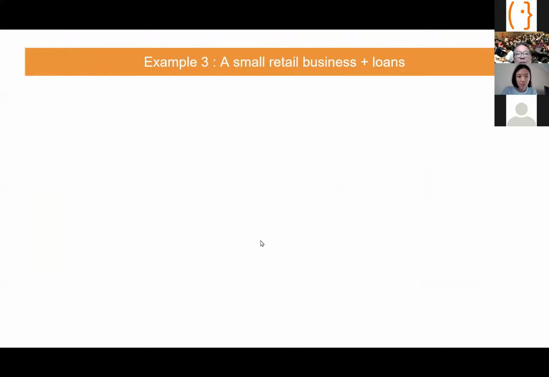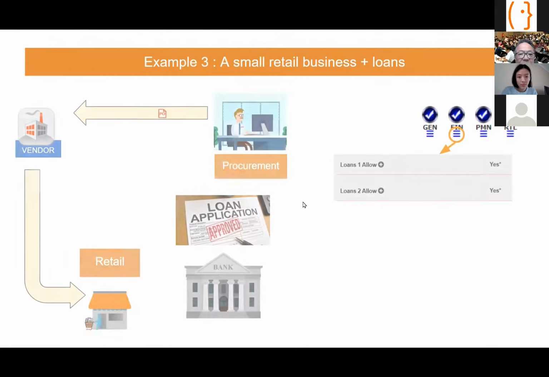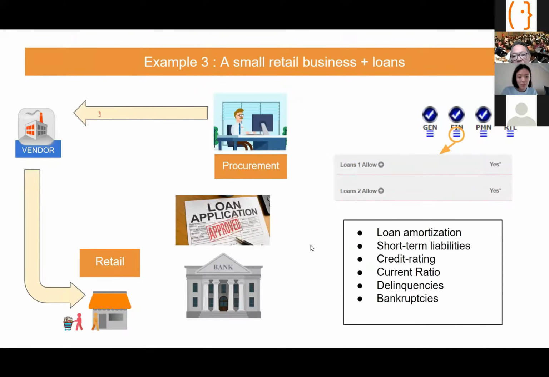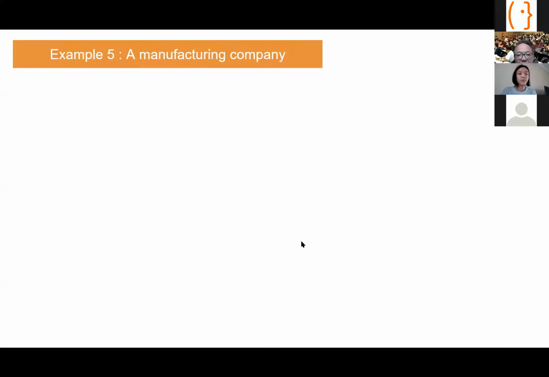Now, another example is, let's suppose you turn on the loan, right? So you turn on the same 4 modules, then you turn on the loan. Now you get loans. And all of a sudden, the students will get exposed to new concepts, such as how loan amortization works, how the short-term liabilities are recorded, what is the credit rating, what is the current ratio, etc., etc. So this is how you configure MonsoonSim and teach.